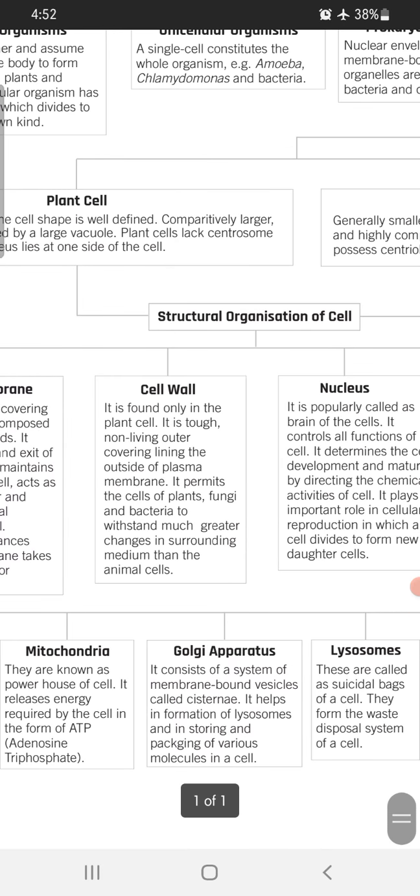Now, cell wall is a tough and non-living outer covering of the plant cell. It is mostly made up of cellulose.